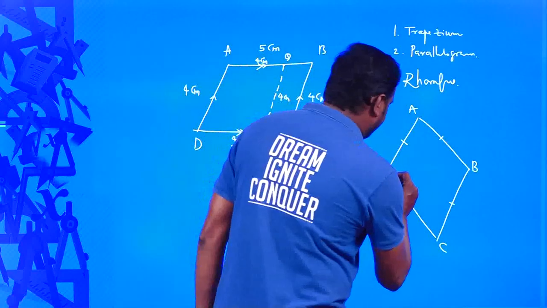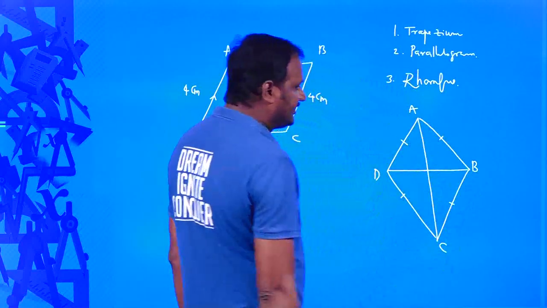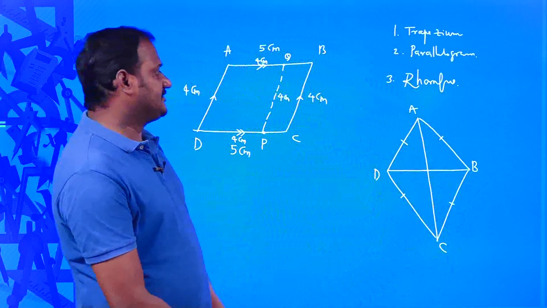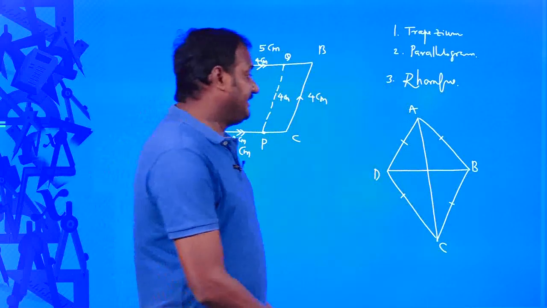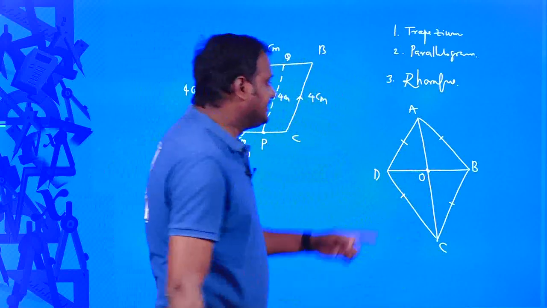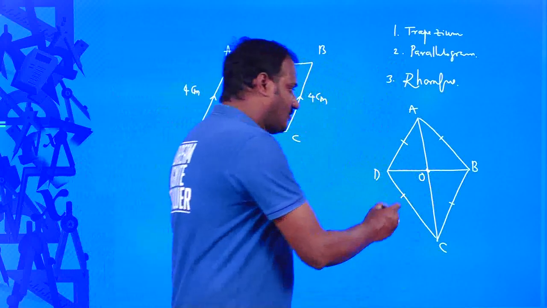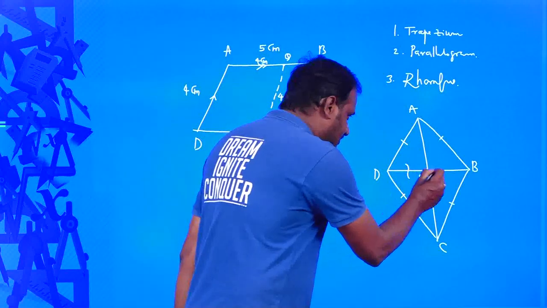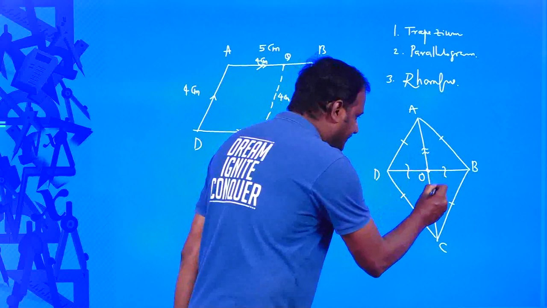This is one of the diagonals and this is the other diagonal, these two are the diagonals. Once you observe the diagonals, the intersection point of both the diagonals is O. Since it is already a parallelogram, diagonals bisect each other. What does it mean? This part is equal to this part and this part is equal to this part, right.